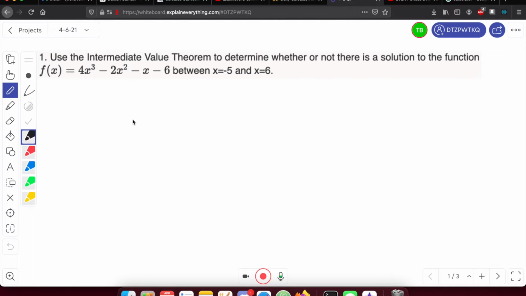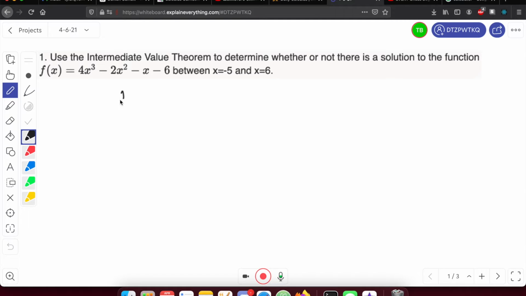Question 1. Use the intermediate value theorem to determine whether or not there's a solution to the function f of x equals 4x cubed minus 2x squared minus x minus 6, between x equals negative 5 and x equals 6. Okay, so the intermediate value theorem says that basically if we have a sign change between two values, which we're going to check, x equals negative 5 and x equals 6 here, then there must be a solution to this function.